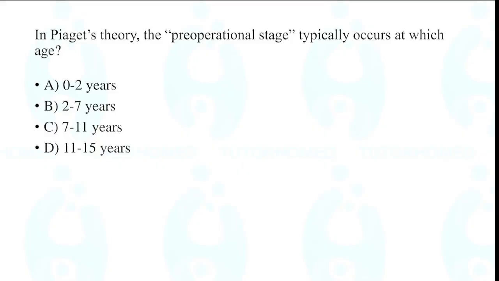So the next question is, in Piaget's theory, the pre-operational stage typically occurs at which age? Is it 0 to 2, 2 to 7, 7 to 11, or 11 to 15? The pre-operational stage is characterized by symbolic thinking and egocentrism, and that occurs in the 2 to 7 years of age. Okay, the answer is B.